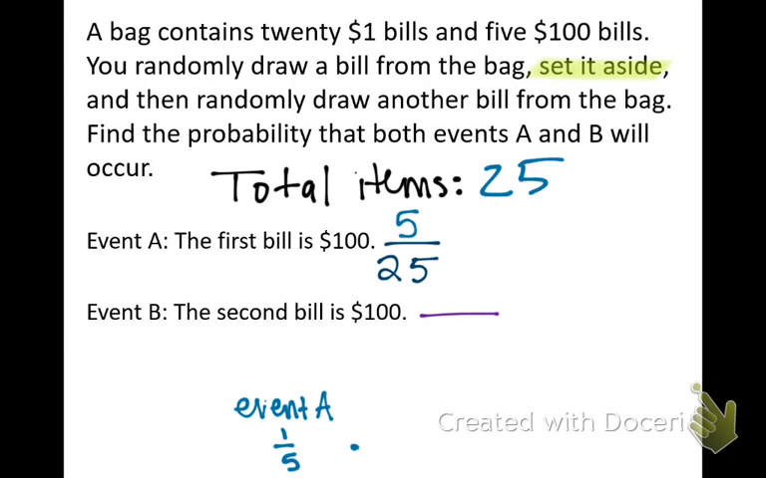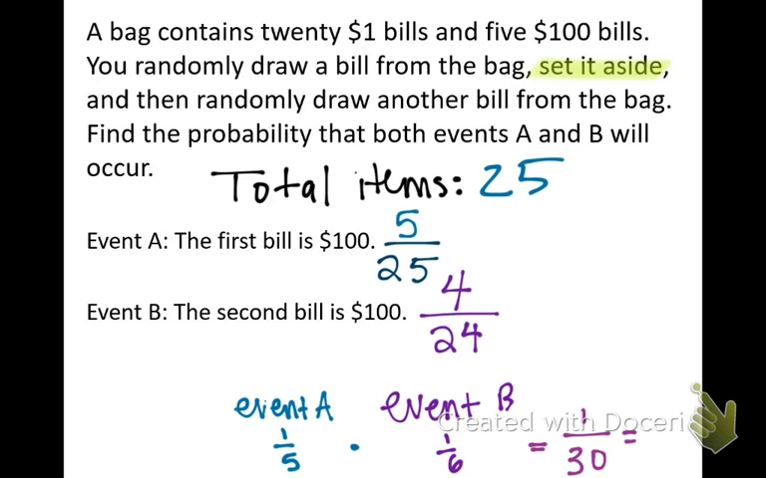Now we're going to find the probability of event B. How many now do we have to choose from? 4. It'll be 4 $100 bills because we took one out already. And then how many total bills do we have? 24. We already took one out. So 4 because we took out a $100 bill, 24 because we already took out a bill. So both of them will decrease. What is 4 over 24 reduced to? 1/6. So then we multiply straight across. 1 times 1 is 1, and then 5 times 6, 30. What does that make as a percent? 3.3%. The odds are not in your favor, my friends.